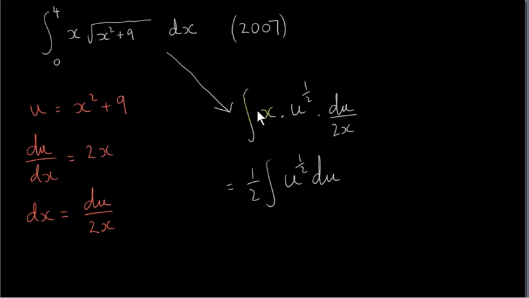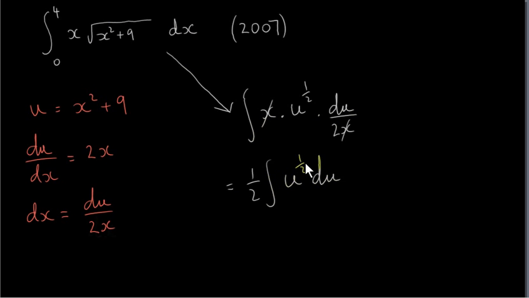So now we write out our integral, replacing x squared plus 9 with u. We have the square root of u, which is u to the power of a half, times dx, which is du divided by 2x. You can see that the x's cancel, which tells us that the substitution works, and we get a much simpler integral.